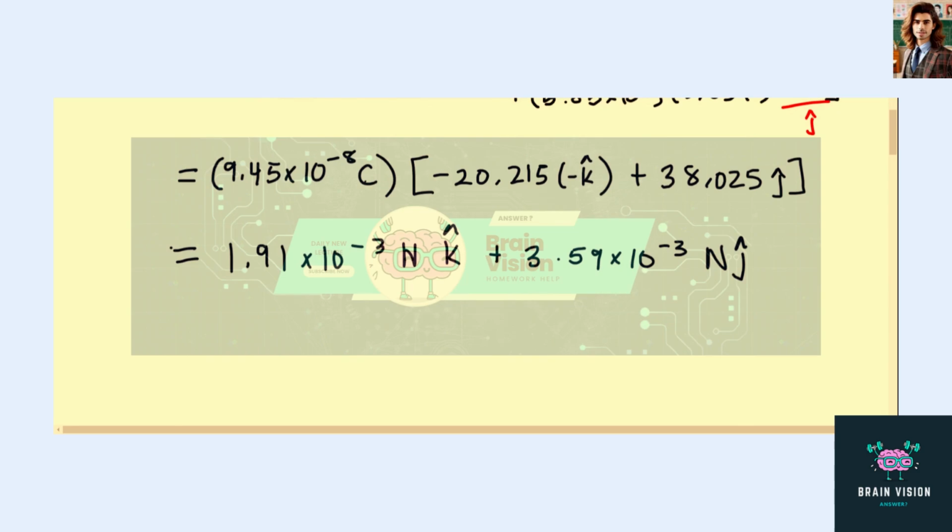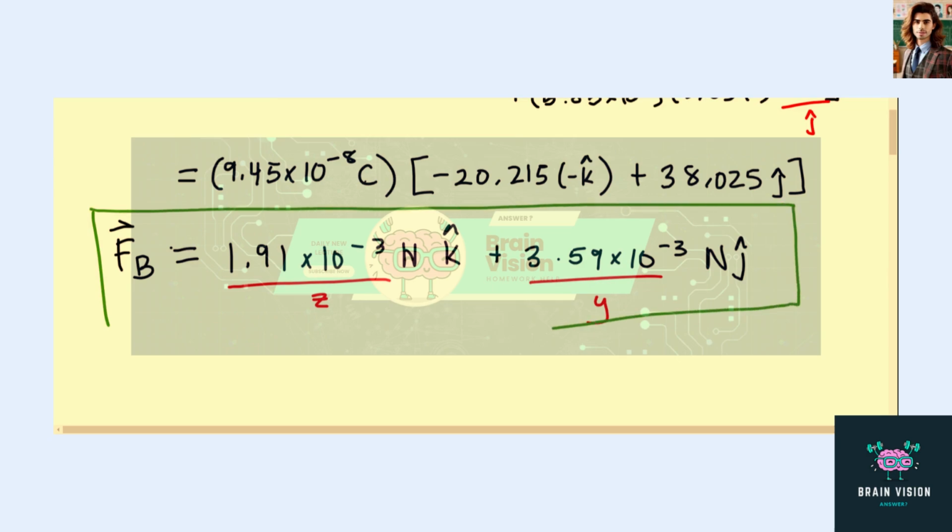Okay, so we can see that the magnetic force here has no x component. The number in front of the k hat is the z component, and the number in front of the j hat is the y component. Okay, so this is our final answer for the magnetic force.